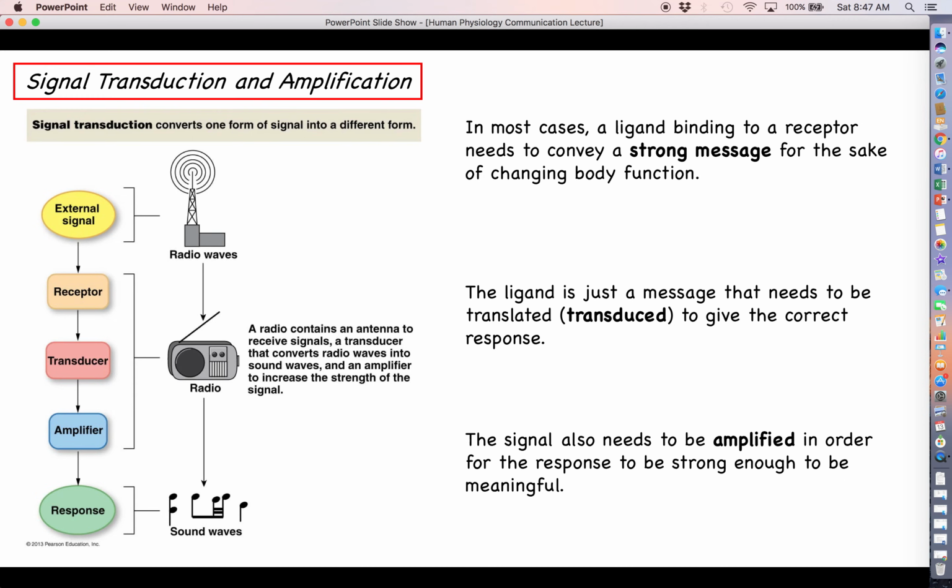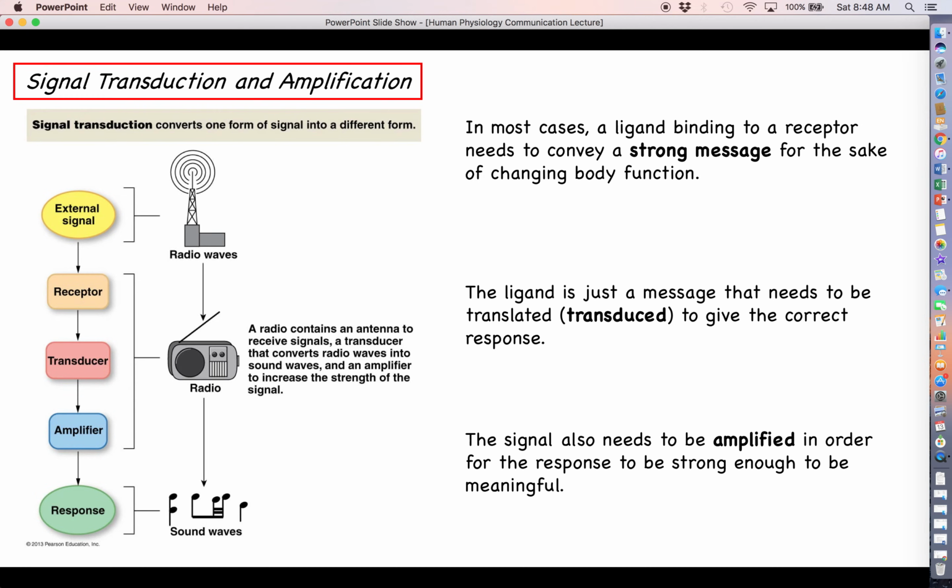But the radio waves are not sound waves. So we understand that eventually we want to translate this into sound for us to hear, but that's not what the radio waves are. The ligand itself is not the eventual response that we're going to get. We need to take the ligand and turn it into a response. So that is what the transduction or transducer mechanism is about. So essentially the transducer in the radio is going to receive that ligand, receive those radio waves, interpret them, and transform them into something else. In this case, into sound waves that we can actually hear.